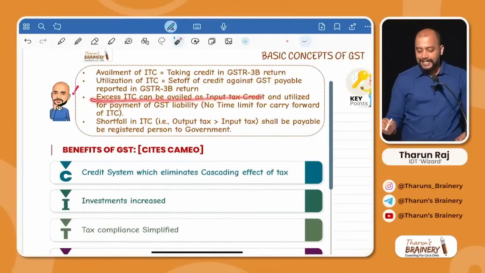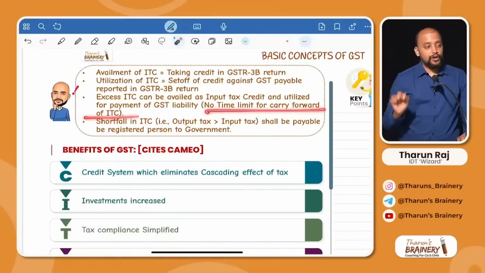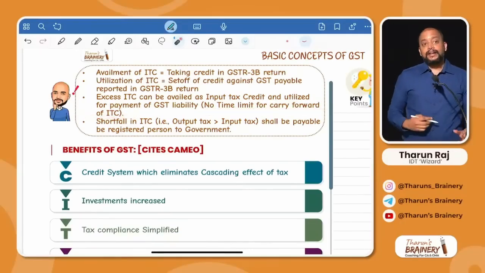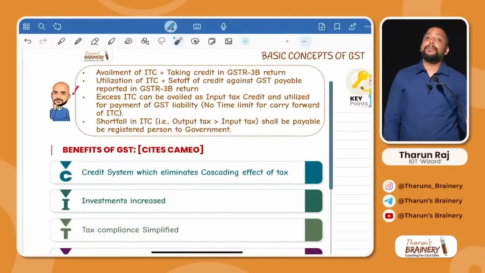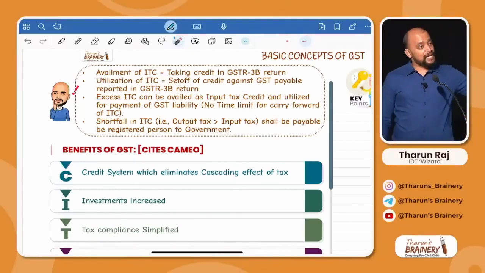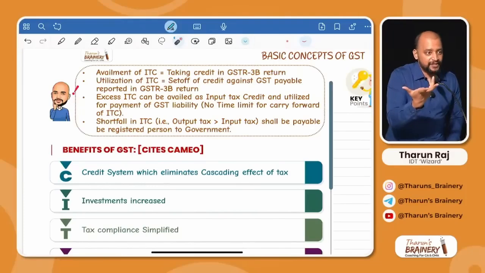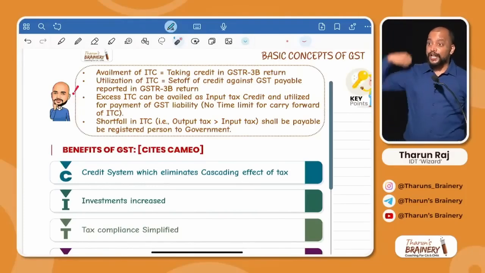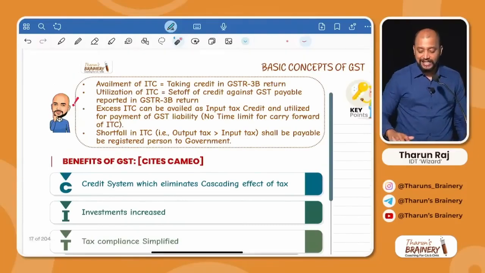So excess ITC can be availed as input tax credit and utilized for payment of GST liability. No time limit for carry forward of ITC. And what if there is a shortfall? Shortfall will happen? Yes, definitely shortfall may happen, wherein I purchased and I sold everything. Whatever I purchased, I sold everything. Definitely my sales will be more than purchases, I will make profit. So which means the liability what I need to pay on sales is more than the liability what I have already paid on purchase. That is this case.